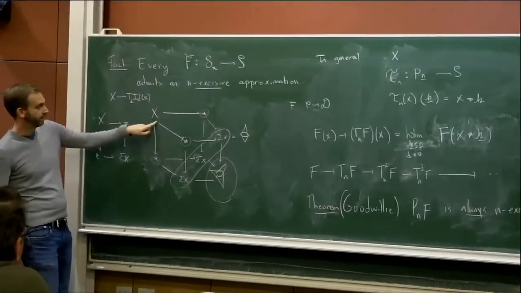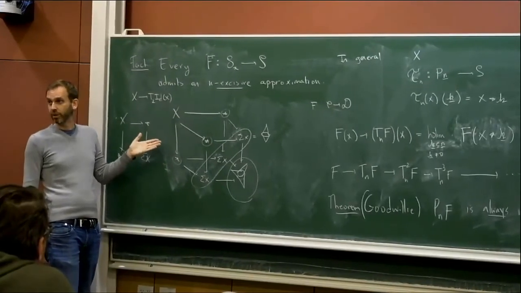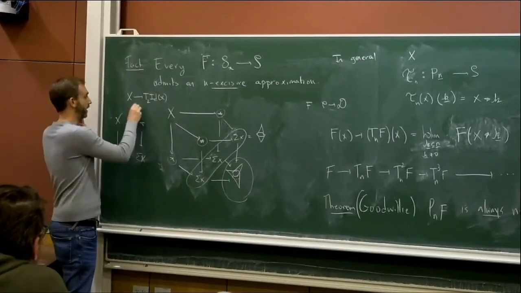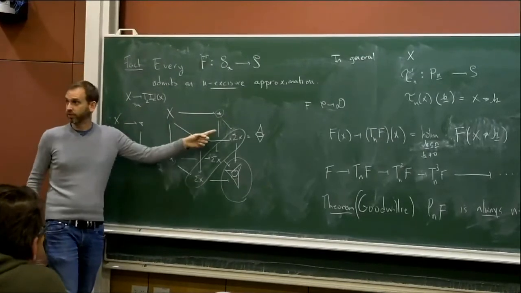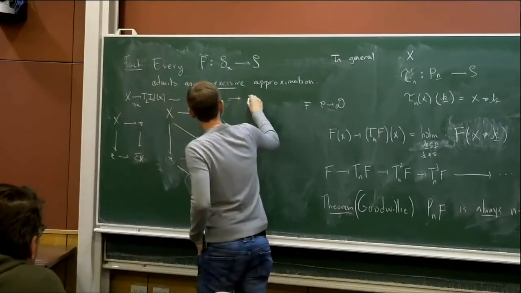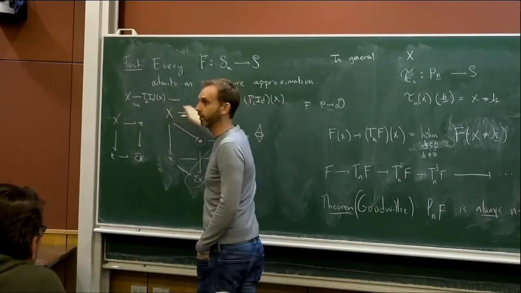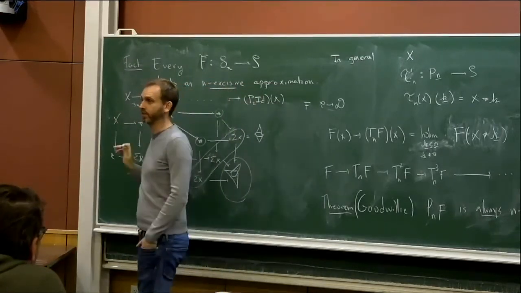This map, if X is n connected, is 3n connected. Okay, not 2n connected anymore. It's 3n connected. And similarly for the rest. Okay, so this means I can continue off, and I get here P2 of the identity of X, which is the colimit of this sequence. And all of these maps are 3n connected.